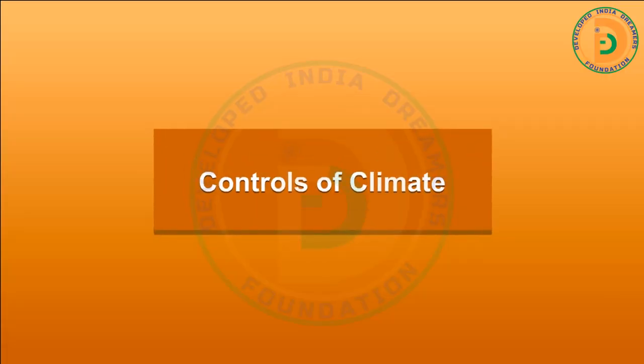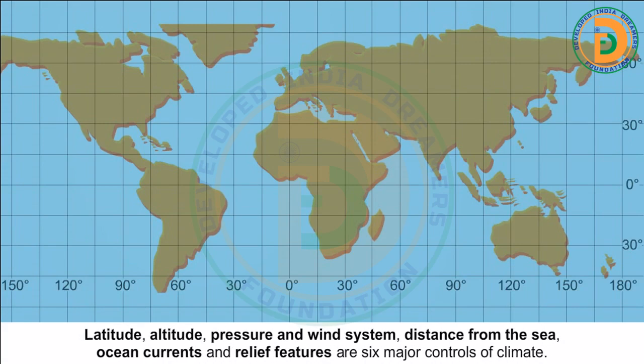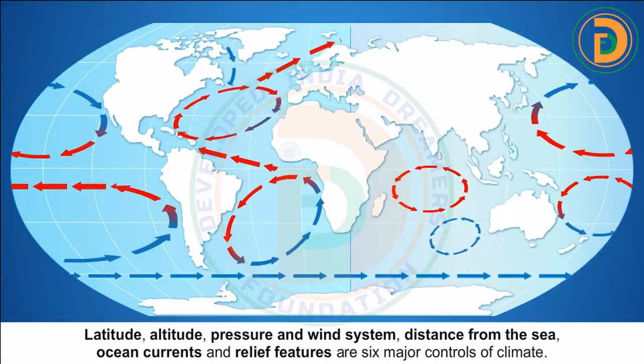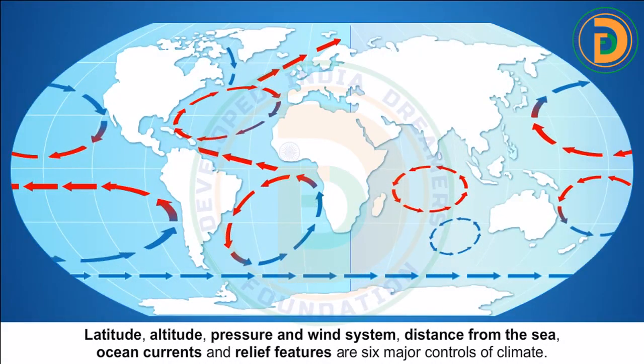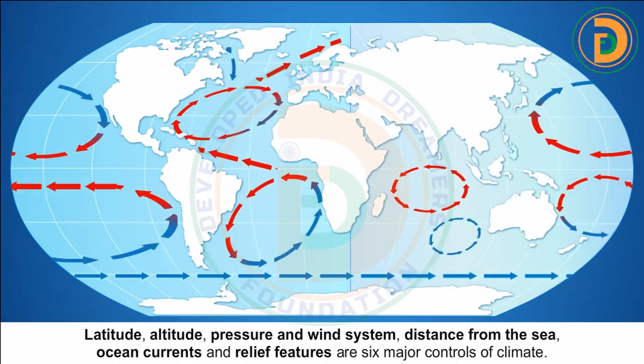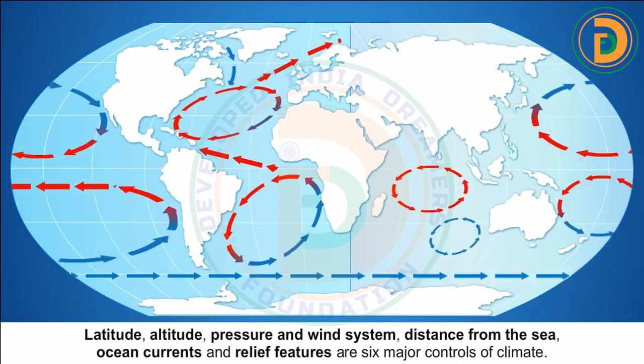Controls of climate. Latitude, altitude, pressure and wind system, distance from the sea, ocean currents and relief features are six major controls of climate.